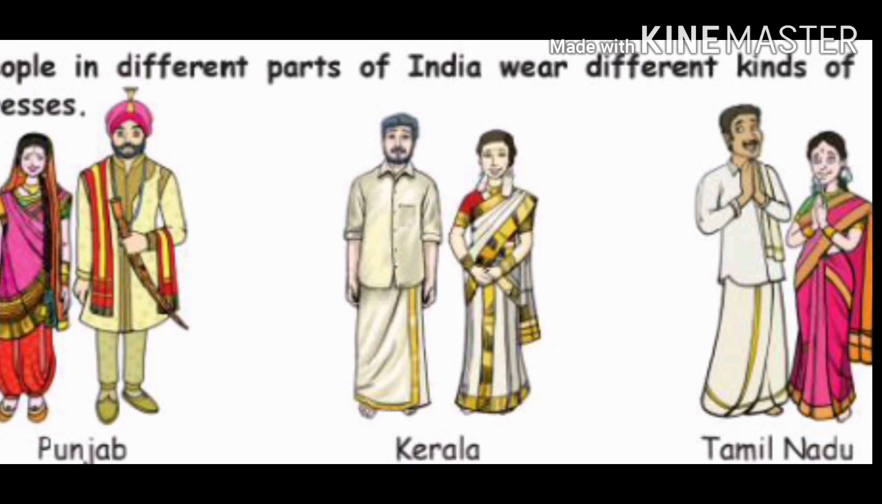Children, now we will see that people in different parts of India wear different kinds of dresses. Do you think that all over India people wear the same dress, children? No. There are different kinds of dresses. See, children, in Punjab, what type of dress it is? And see this one, center one, children. This is the dress of Kerala. And the last one is Tamil Nadu.